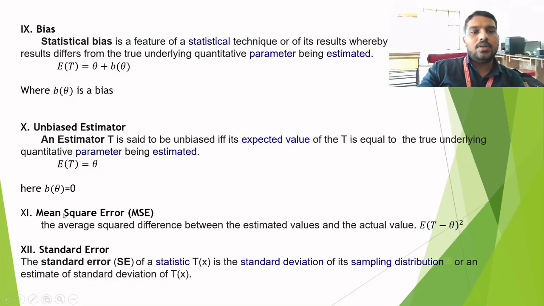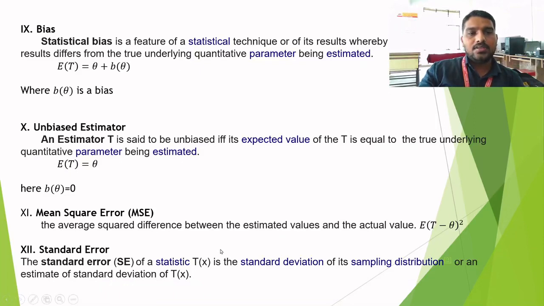So next point is mean square error. What does mean square error mean? The average squared difference between estimated value and actual value, that is, the expected value of (T minus theta) squared, is called the mean square error. In the next lecture, if we consider some example, we can easily find the mean square error, unbiased estimator, bias, standard error, and more, with the proper estimator and estimated parameter theta.